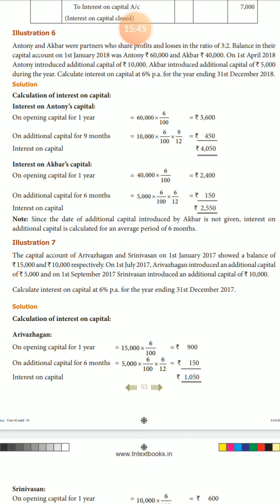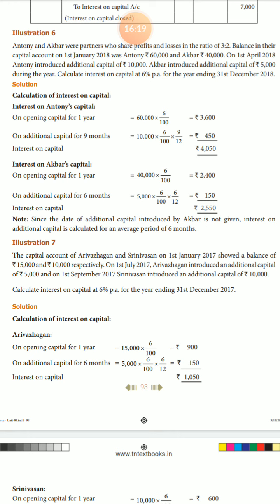The capital account of Arivalagan and Srinivasan on 1st January 2017 showed a balance of 15,000 and 10,000 respectively. On 1st July 2017, Arivalagan introduced additional capital of 5,000 rupees. On 1st September 2017, Srinivasan introduced additional capital of 10,000. Calculate interest on capital at 6% for the year ending 31st December 2017.